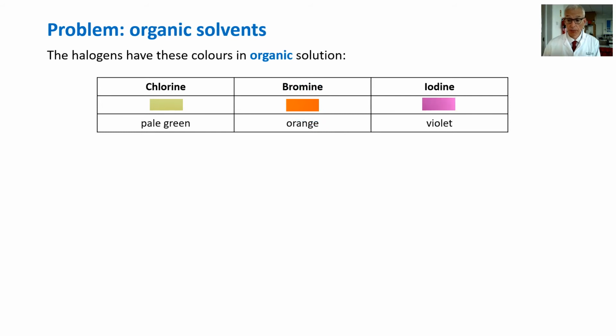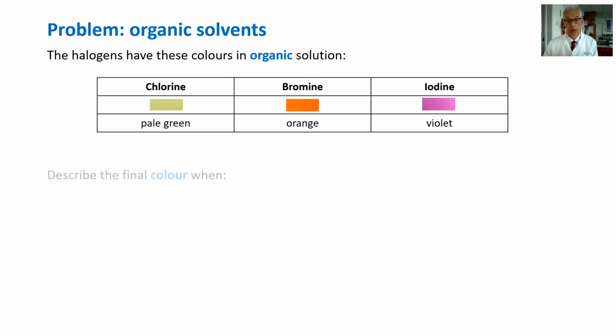There is an added complication in halogen chemistry in that the colours in organic solvents such as hexane are different from the aqueous solution colours. We'll see here that chlorine in an organic solution such as hexane is quoted as pale green, is likely to be more intense, more obviously coloured than an aqueous solution. Similarly for bromine, you're likely to see an intense orange colour. For iodine, there's a completely different colour in hexane compared to in aqueous solution. It is violet.